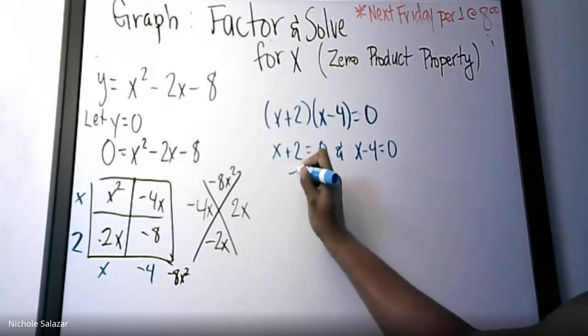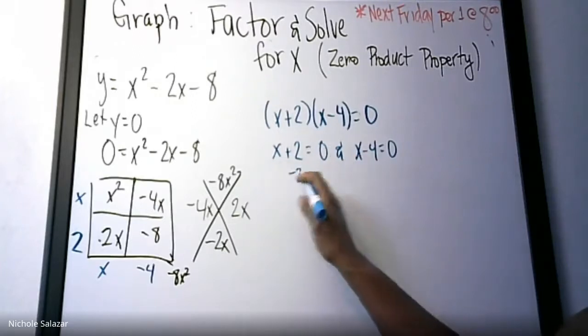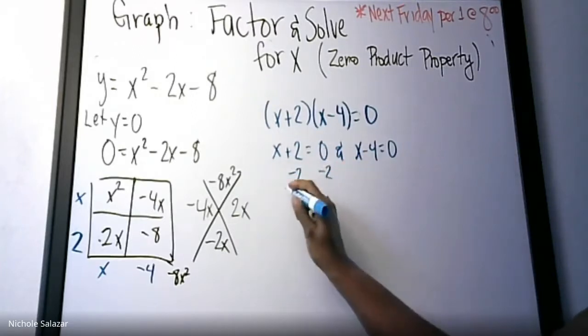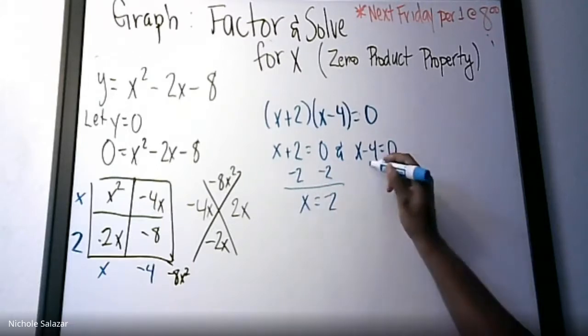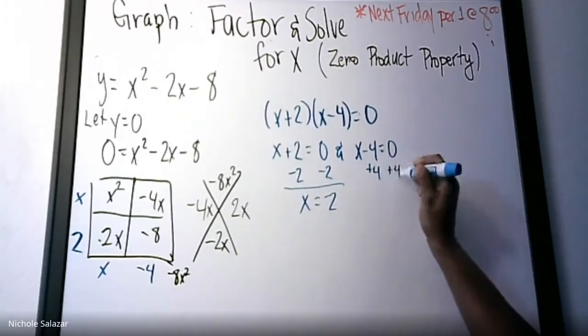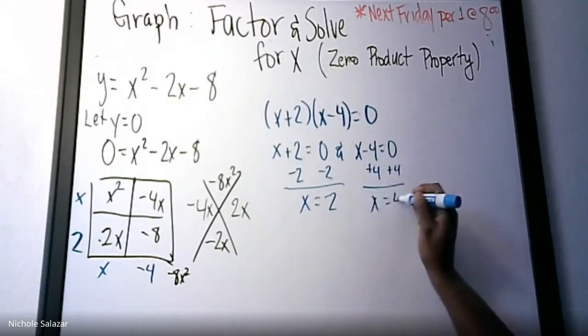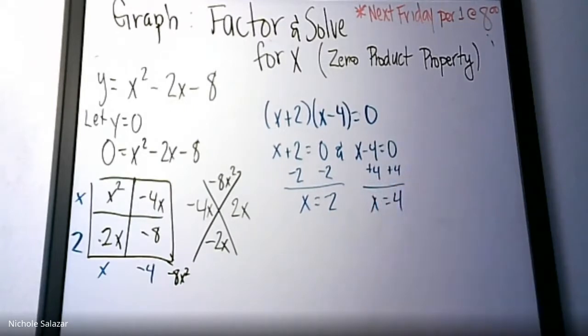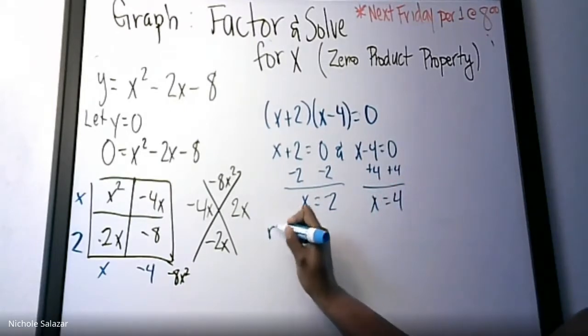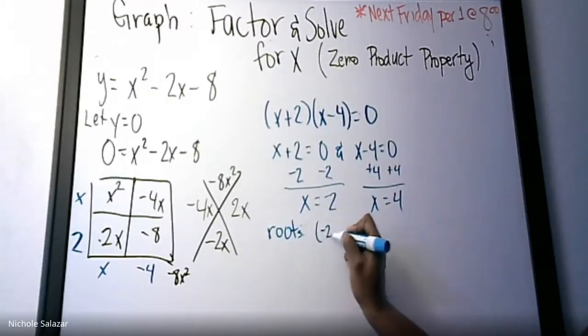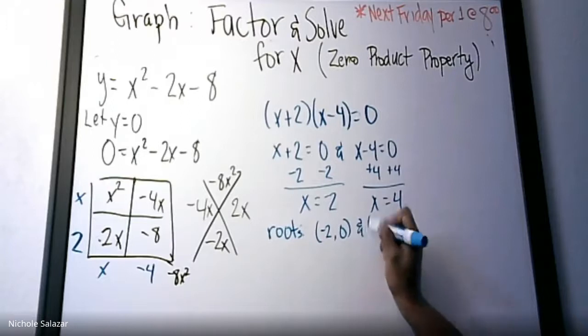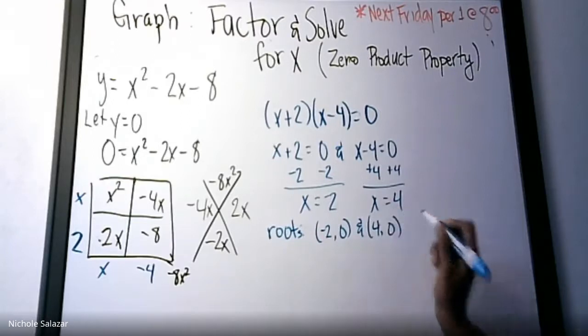And I want to find the opposite. To find x, I take the opposite. So x equals negative 2. And over here we do the opposite. We get x equals 4. So my roots: negative 2, 0 and 4, 0.